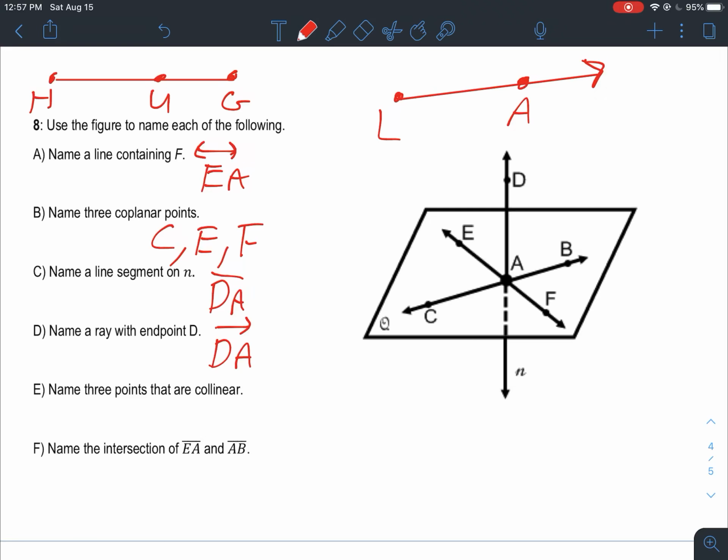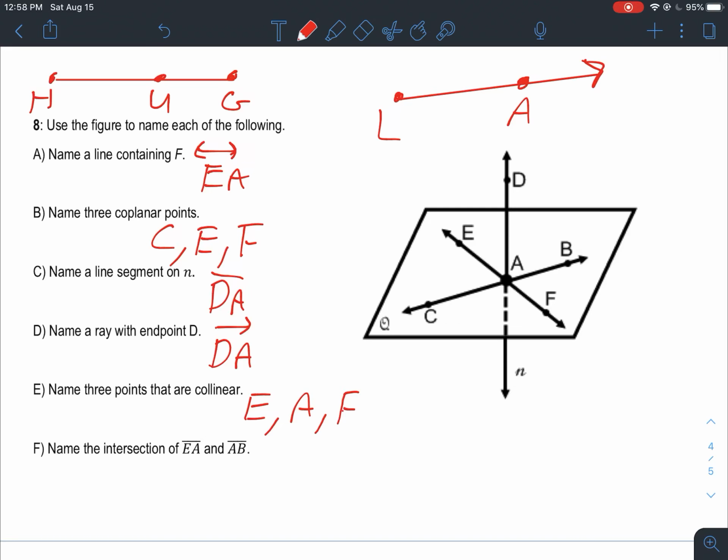Name 3 points that are collinear. You have 2 different answers that are good for this one. You can write these 3 points or these 3 points. So for mine, I'm just going to write E, A, and F. Notice how in parts B and part E, so this one and this one, I'm separating my answers by commas because you're naming points. That's the only time we should really be doing commas, is when we're giving multiple answers. So for B and E, we're giving multiple answers here, 3 points, or 3 points that are coplanar. Then I'm separating those by commas.